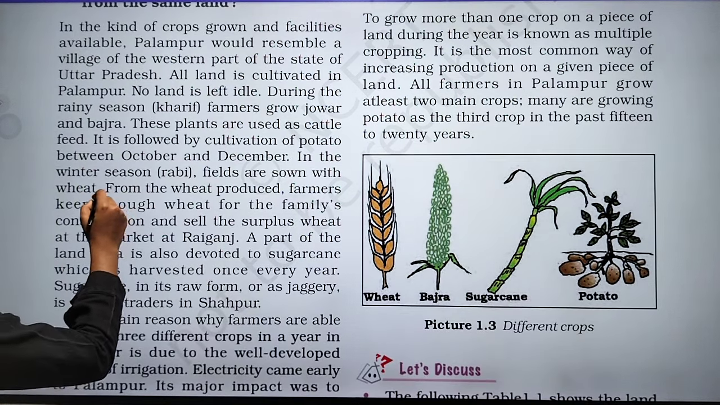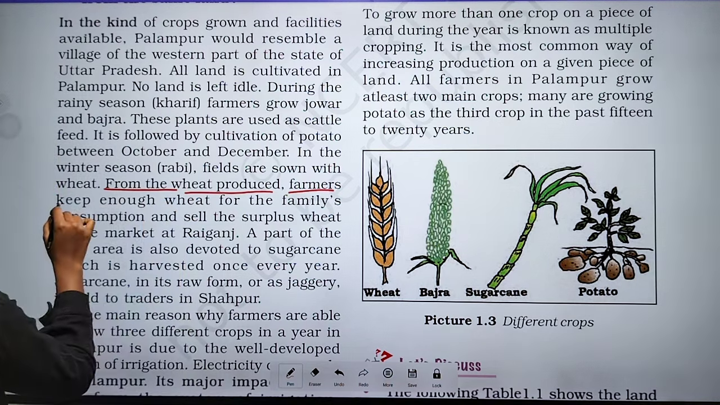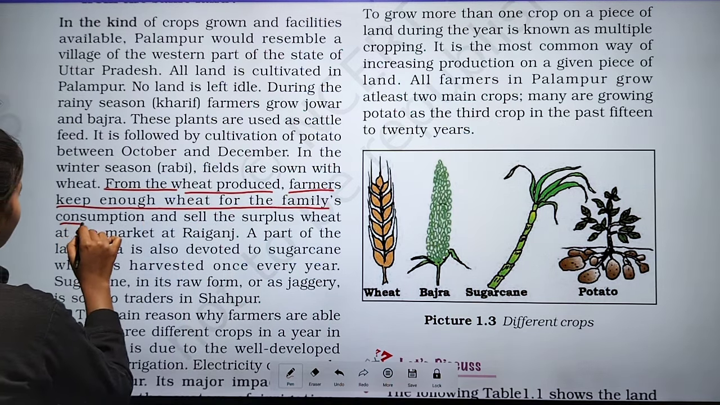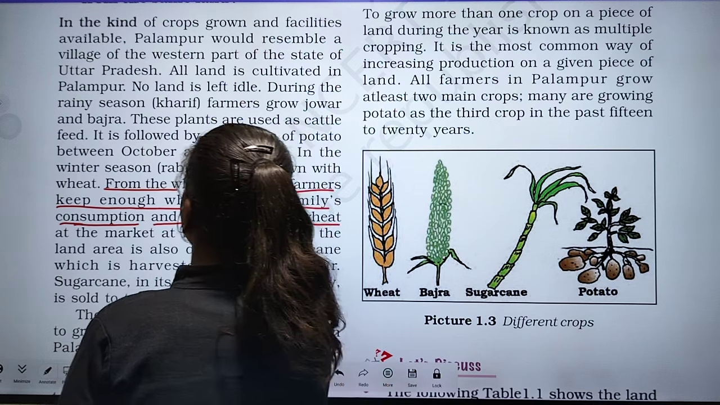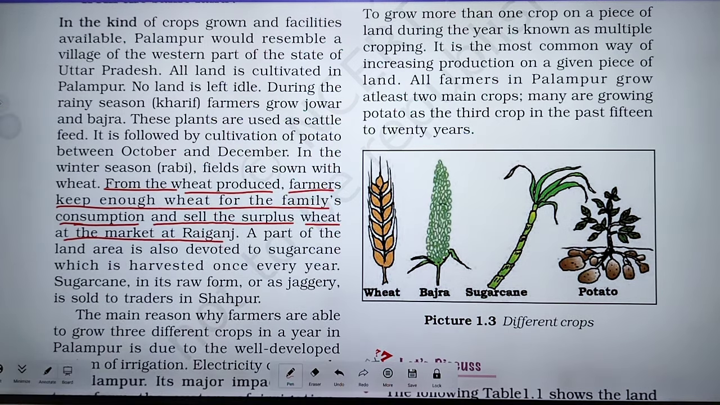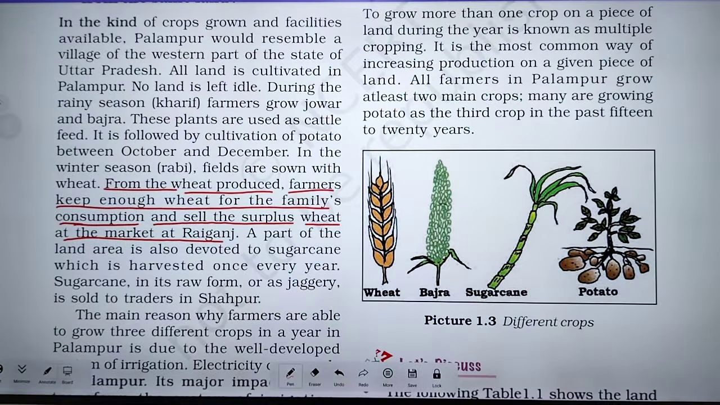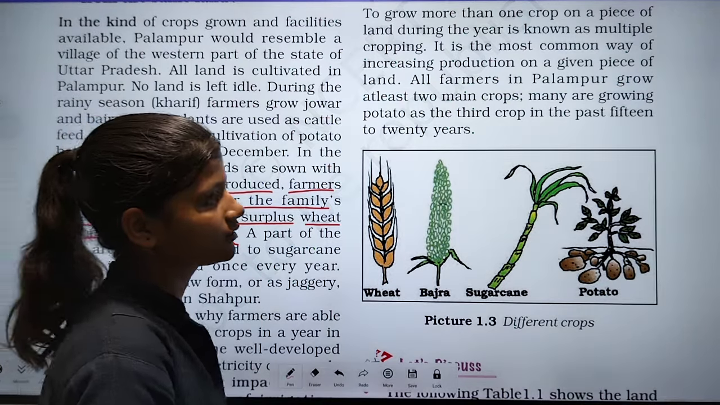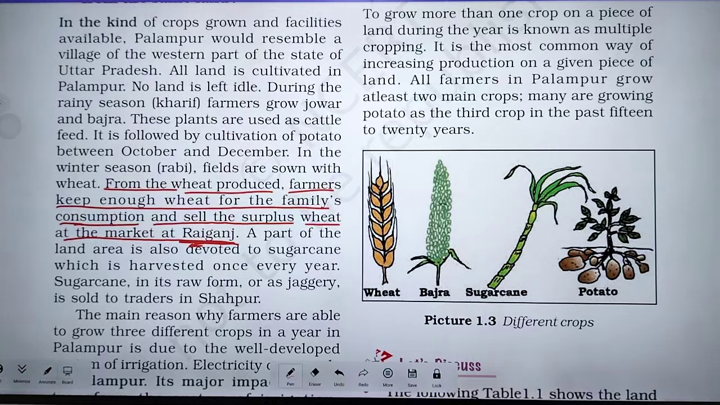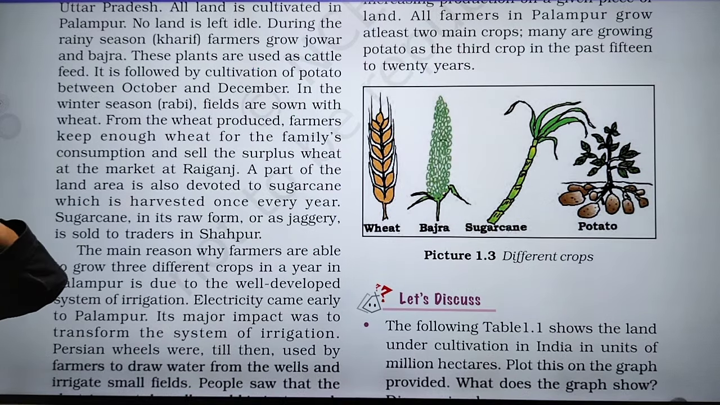From the wheat produced, farmers keep enough wheat for the family's consumption and sell the surplus wheat at the market at Raiganj. Raiganj is the name of a big village, and it is connected with Palampur village.